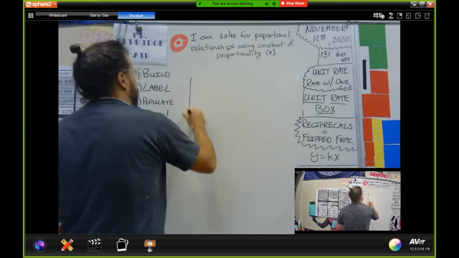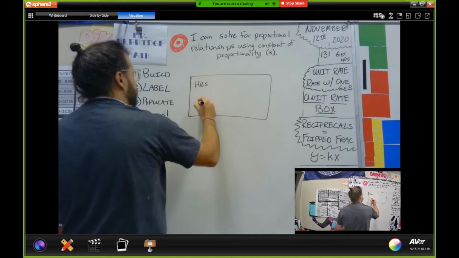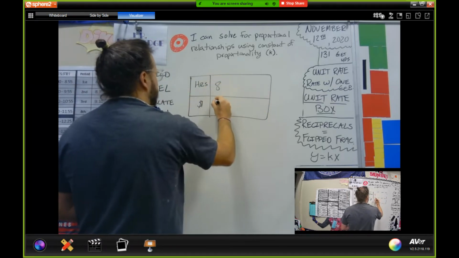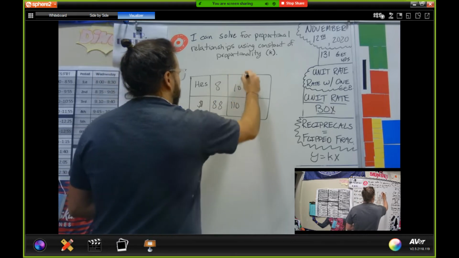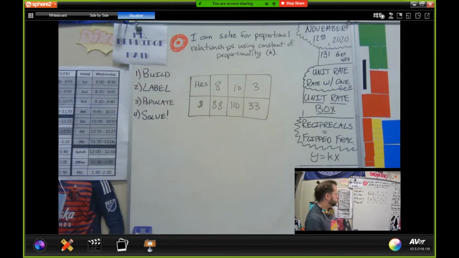So we can look at any proportional relationship here, okay, where for instance the hours worked and the money made. John worked for 8 hours, he made $88. He worked for 10 hours, he made $110. He worked for 3 hours, he made $33. Okay, we need to find our unit rate first of all.